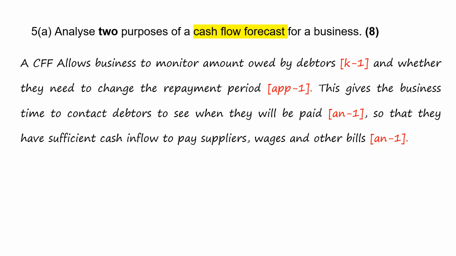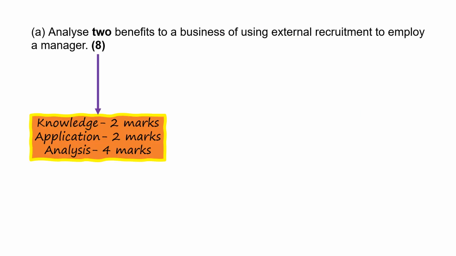Next, now we take another example of part A, section B. Analyze 2 benefits to a business of using external recruitment to employ a manager. Skill same. Benefits, advantages to a business. Business terminology is external recruitment. And another key term is manager.